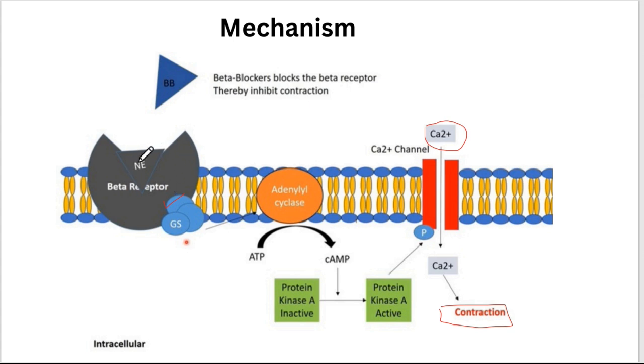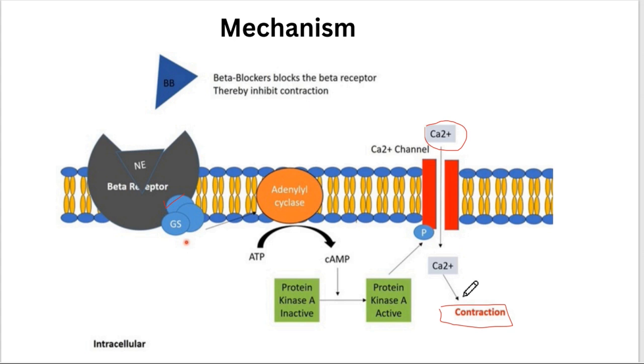Generally your hormone or neurotransmitter norepinephrine is binding to the receptor. As beta receptors are G protein coupled receptors, it leads to the activation of adenylyl cyclase, which converts your ATP to cyclic AMP, which further activates protein kinase, which causes phosphorylation of your L-type calcium channels. So the calcium from the calcium channel comes inside the intracellular space of the cell and leads to contraction.